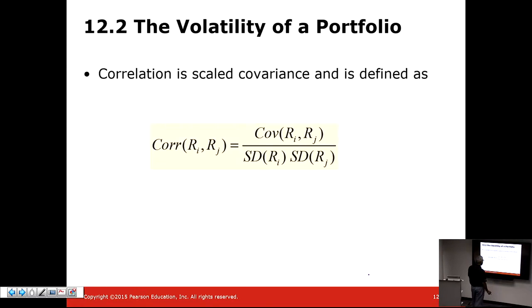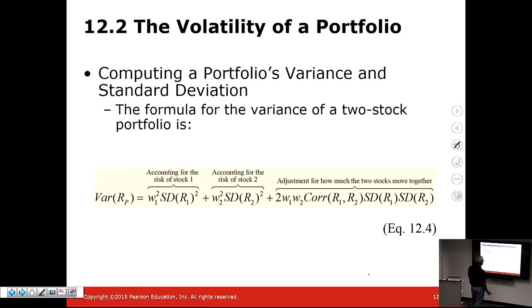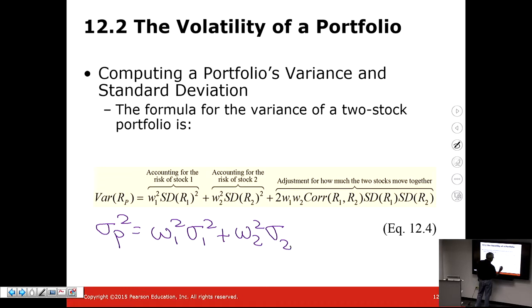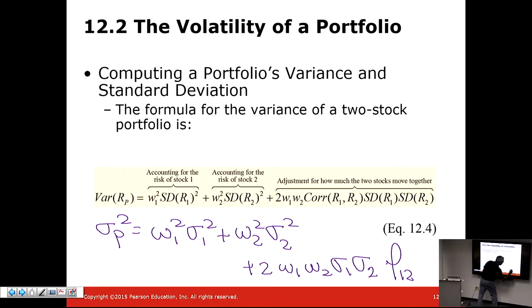The formula is a little bit complicated, but we'll break it down into its component parts and see what it means over here. So the formula says that the variance of a portfolio is the weight squared for the first stock multiplied by the variance of the first stock, weight squared for the second stock multiplied by the variance of the second stock, plus 2 times W1, W2, standard deviation of stock 1, standard deviation of stock 2, and then multiplied by a variable that we had learned in the first part of chapter 12 that we call correlation. Correlation between stock 1 and stock 2.